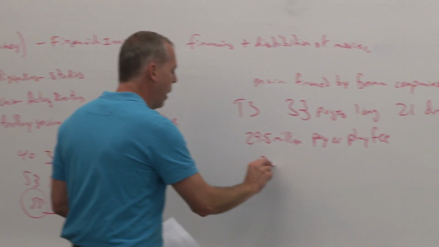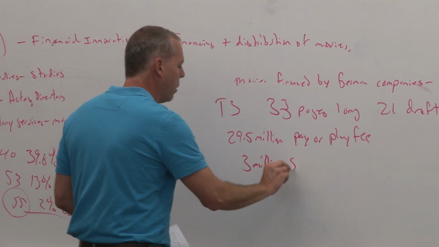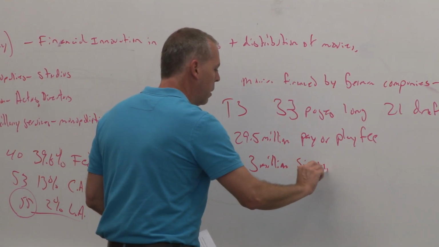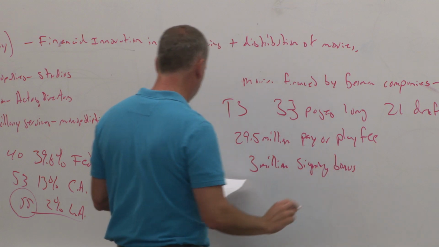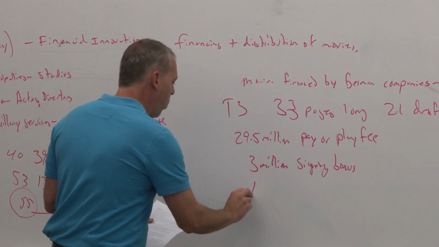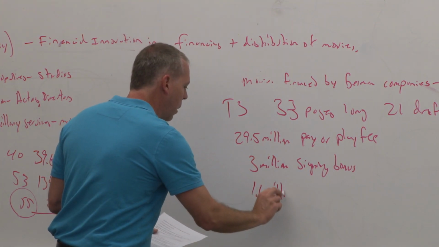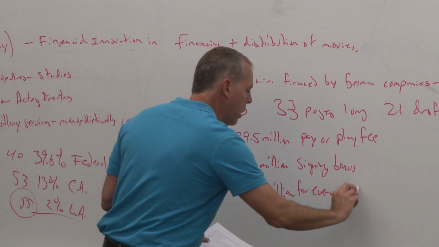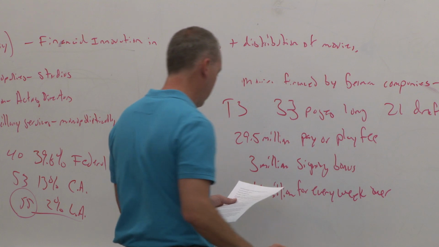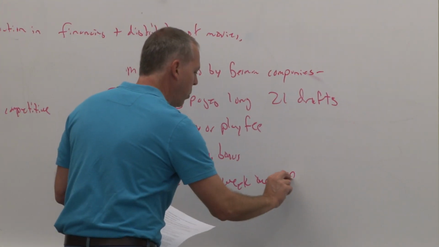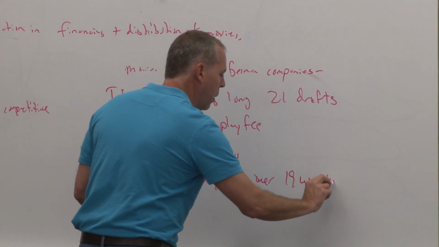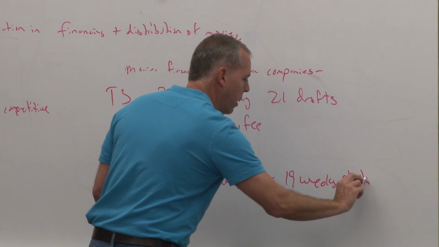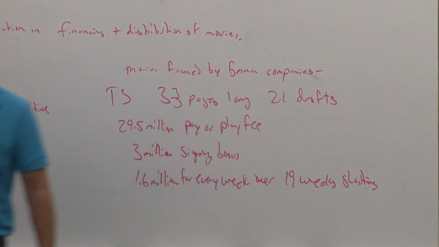He got a $3 million signing bonus once he actually signed. He got $1.6 million for every week over 19 weeks of shooting. So in essence, he says, okay, I'm going to set aside 19 weeks of my life to shoot. If you guys go over that, every single week that you go over, I get another $1.5 million.